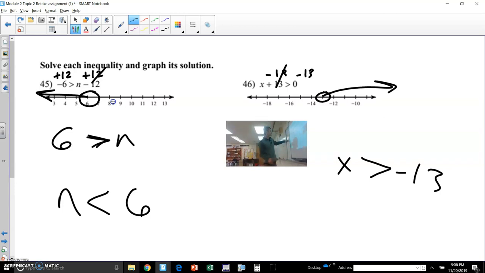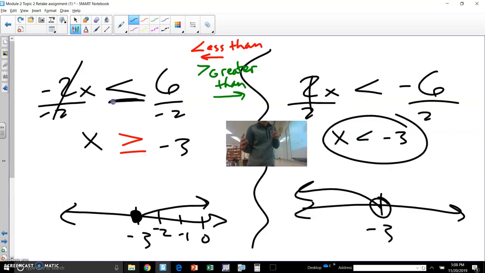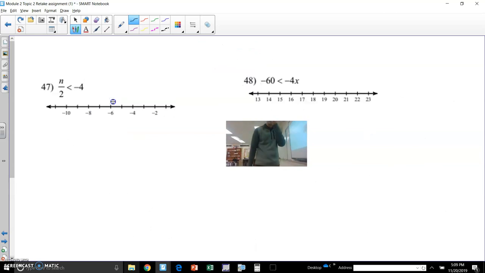So notice that I didn't flip the sign there because you're not multiplying or dividing by a negative. I know on this one I rewrote it and I kind of flipped the sign, but I wasn't using that rule that we spoke about at first. I didn't divide by a negative, where that would force the sign to change directions.